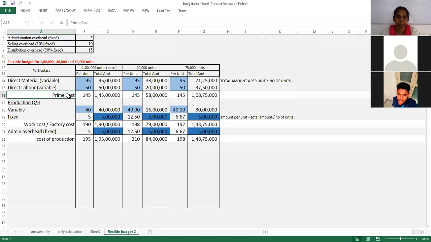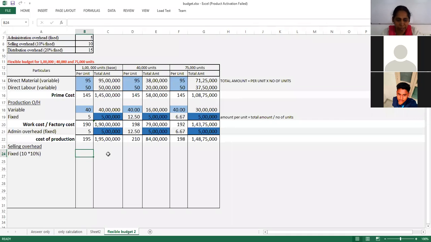Next is what? Next is selling and distribution overhead. So selling overhead, underline this. Why? Because you have selling overhead as fixed also and variable also. So first I am writing fixed. Out of 10 rupees, 10 percent is fixed. So rupees 10 into 10 percent.